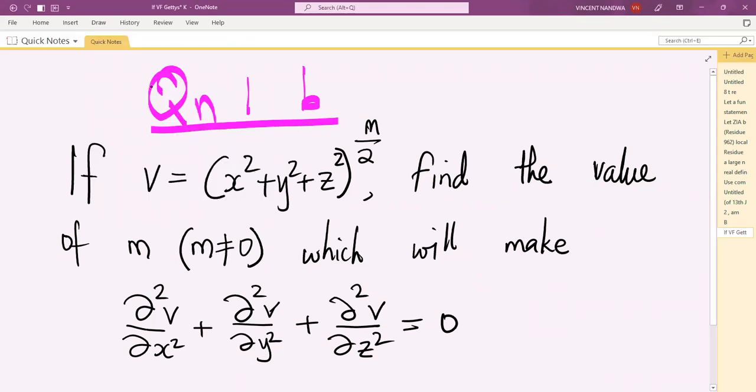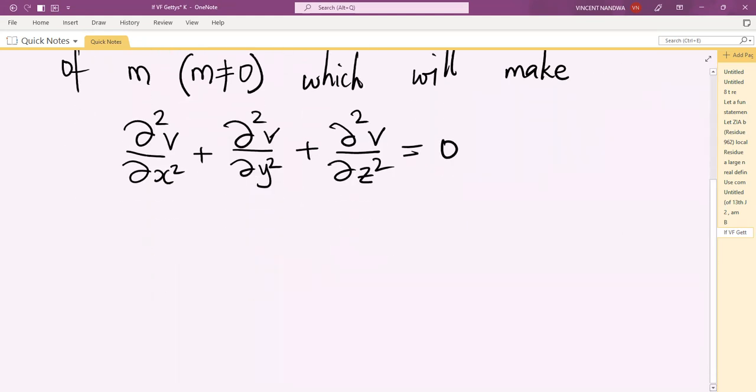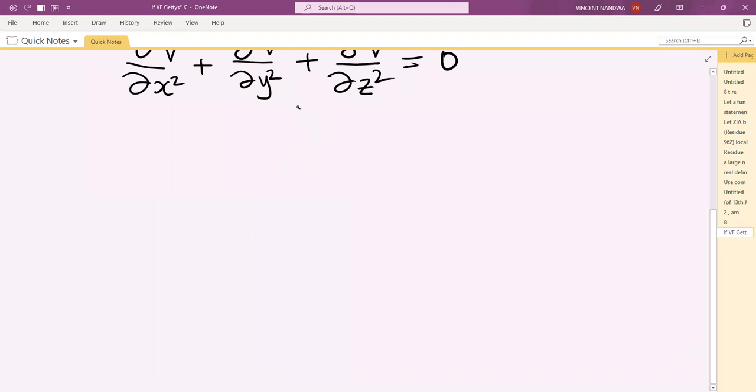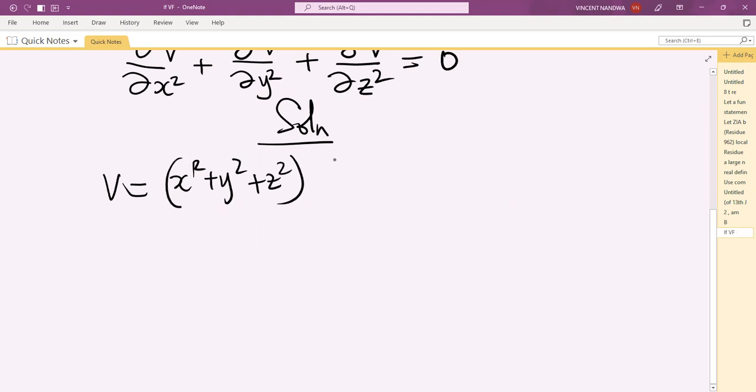So let's find the value of m which makes the function v harmonic, or simply which makes the function v satisfy the Laplace equation. So here, v is given by x squared plus y squared plus z squared raised to the power m over 2.